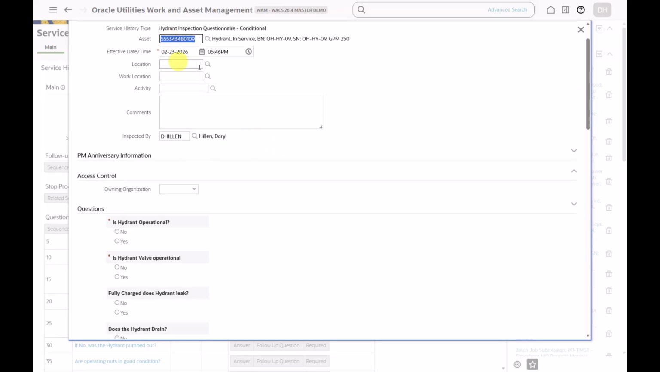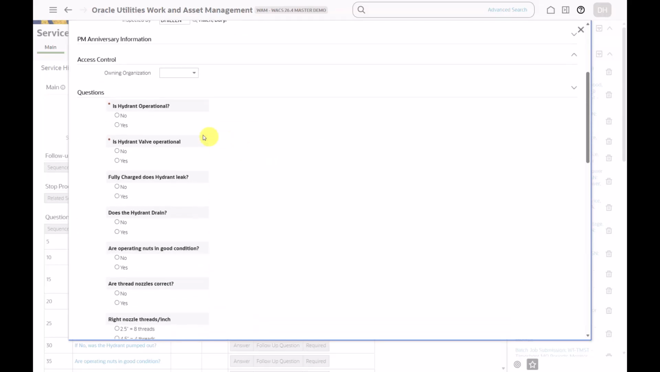So the date and time is going to default for us. Is it operational? Yes. Is the valve operational? Yes. Then we come to our conditional. Fully charged, does the hydrant leak? Notice the next question right now is, does the hydrant drain? But when I answer this one, up pops the conditional question. Is the hydrant leaking? Yes. Similarly, does the hydrant drain, with the next one talking about operating nuts?